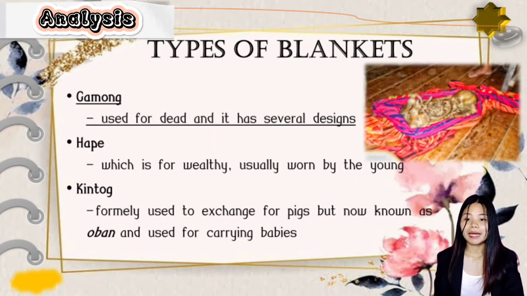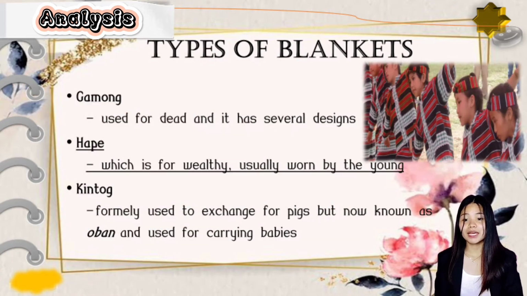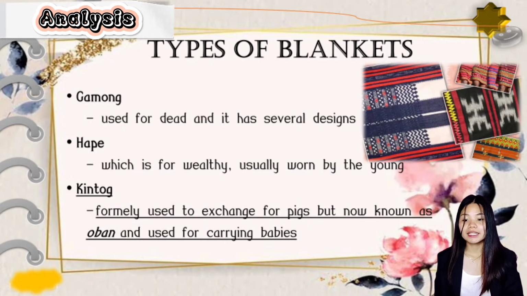There are types of blankets. First is the gamong. It is used for the dead and it has several designs. It is usually used to cover the dead body. Then second is the hape. It is for wealthy or rich people and usually worn by the young. Lastly is the kintog. It was formerly used to exchange for pigs in a barter system, but is now known as uban and used for carrying babies.